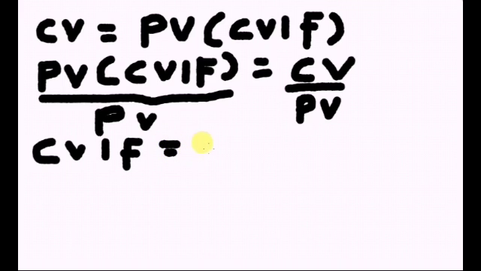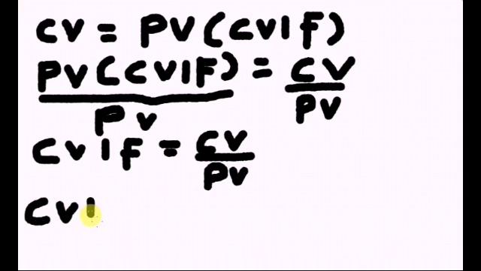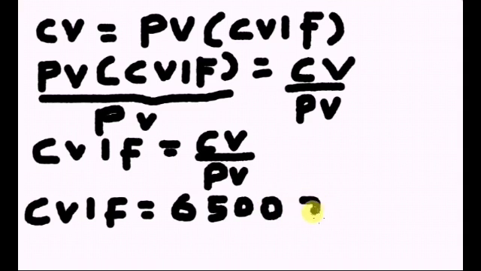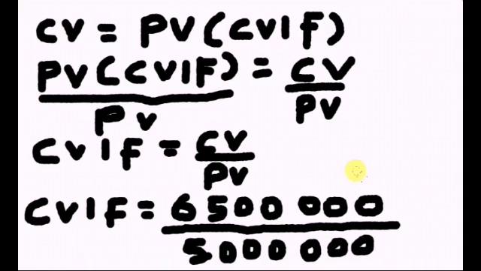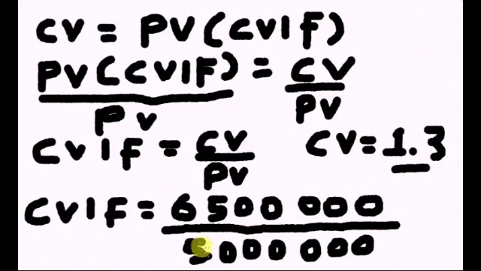So my compound value interest factor is equal to the compound value divided by the present value. My compound value is 6,500,000, divided by the present value that Ran is going to borrow, which is 5 million. 6,500,000 divided by 5 million is 1.3.